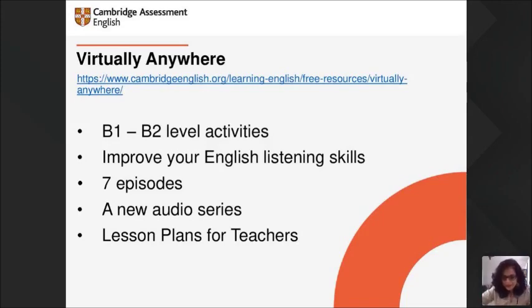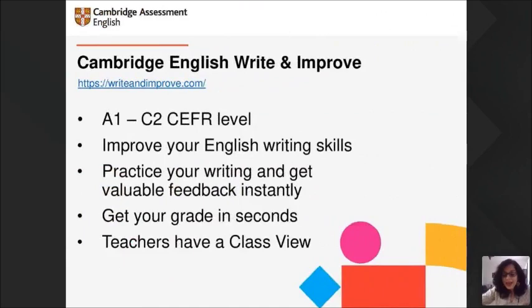And these series also come with lesson plans for teachers, so it's something which you can directly introduce in your classroom, and it's a lot of fun. I'm sure college teachers will find it extremely useful and relevant, right?